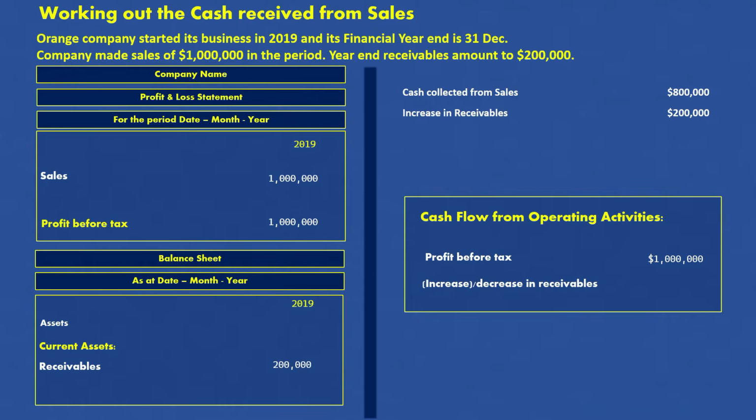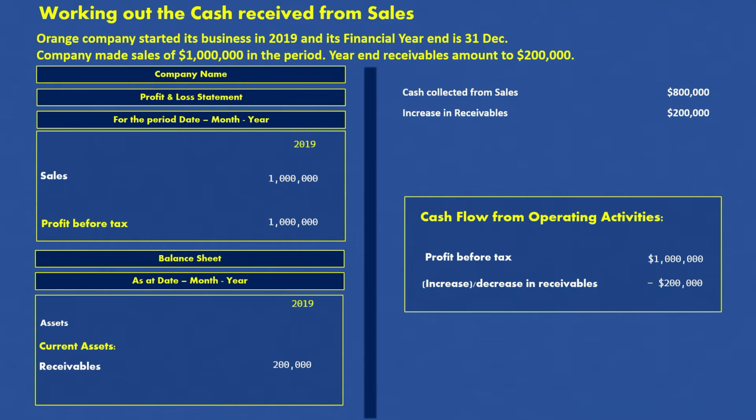And then we will say, if there is any increase in receivables, please deduct that. If there is a decrease, that would be the opposite side, that will be added back. So right now let us focus on the data, and the things will start to make sense to you. That profit before tax is $1 million, and if I deduct $200,000, I will be back at $800,000, which we all know is the cash received from customers in this particular case.